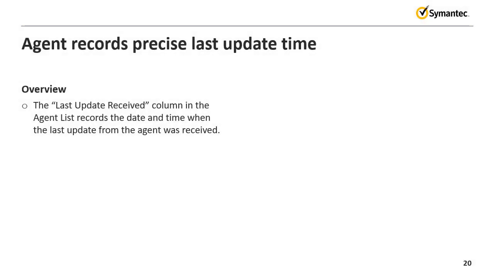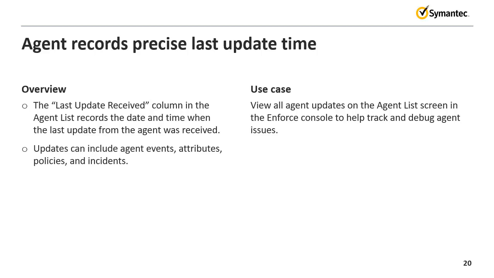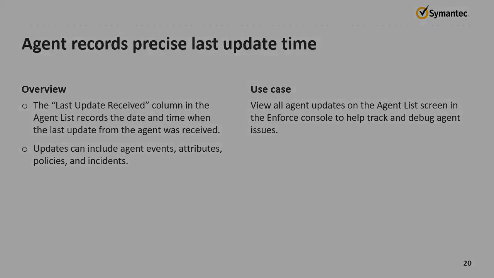The last update received column on the agent list screen records the date and time when the last update from the agent was received. Updates can include agent events, attributes, policies, and incidents. This new feature enables organizations to view all agent updates on the agent list screen in the Enforce console to help track and debug agent issues.